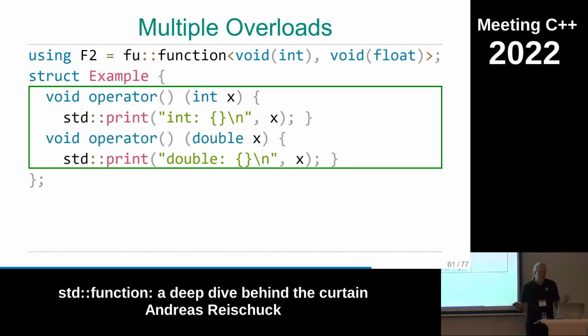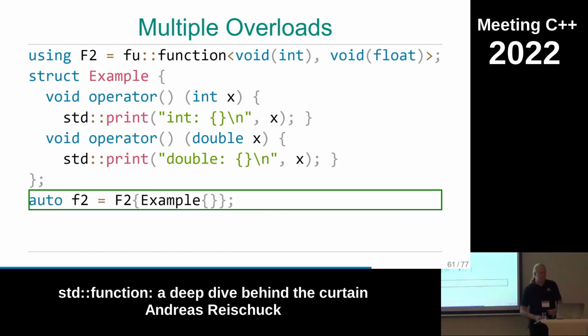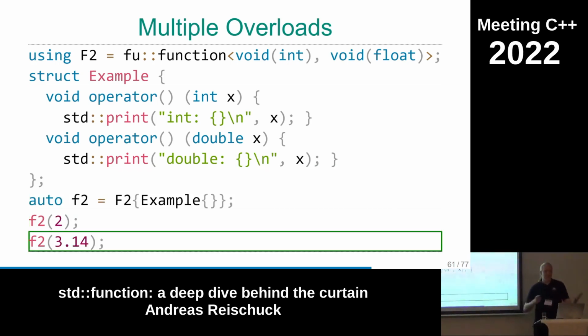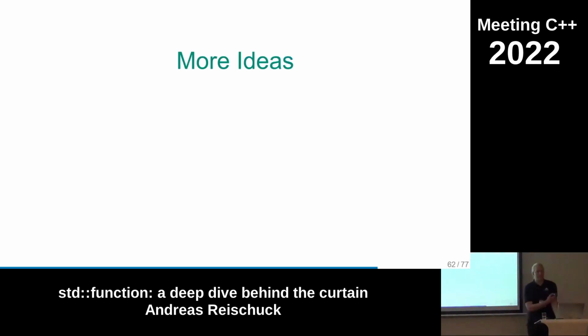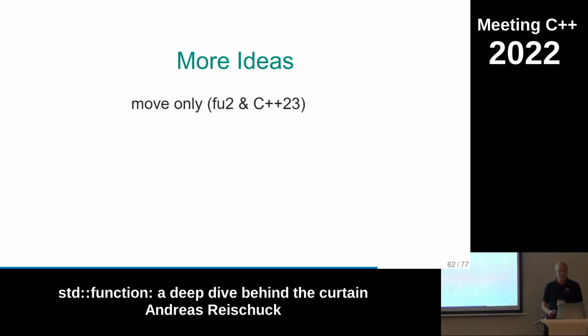So an example would be to have one callable with two overloads of the call operator. And you can also create it by, for example, deriving from different lambdas, the overload pattern, basically. And then, depending on which type you give as an argument, you call different overloads.